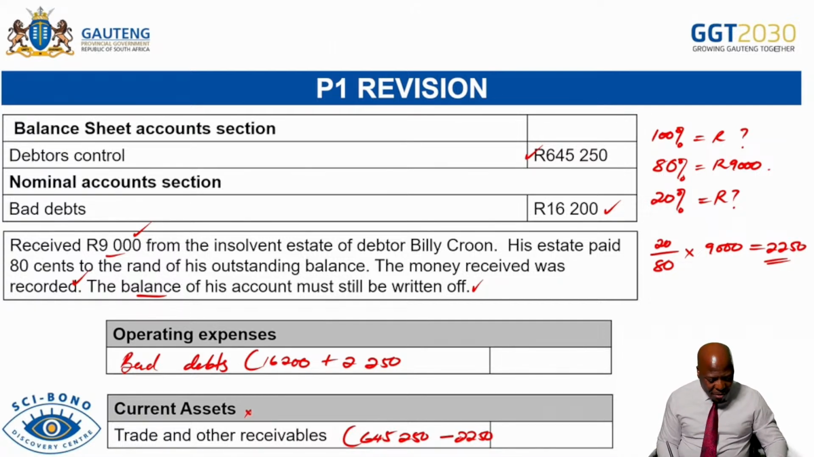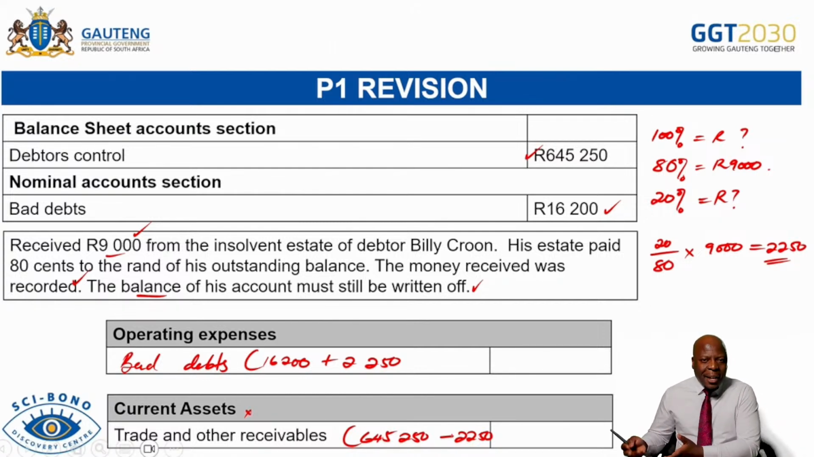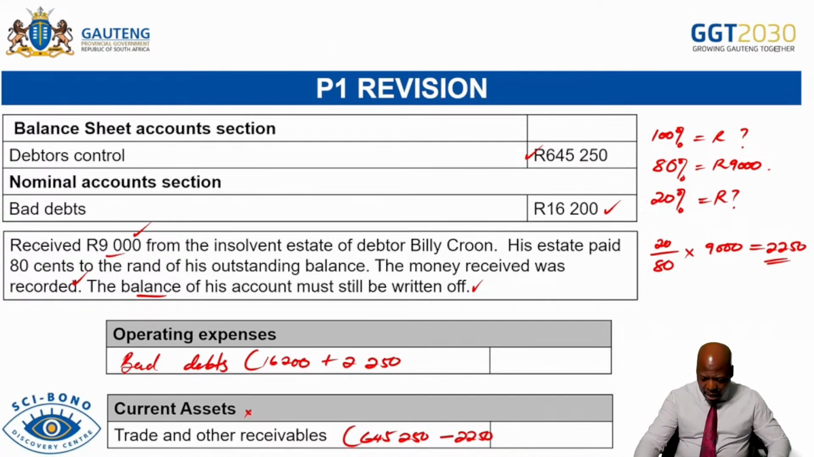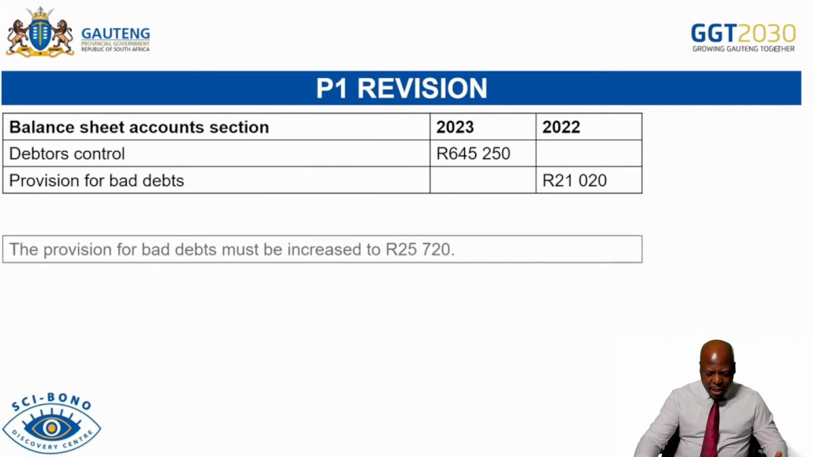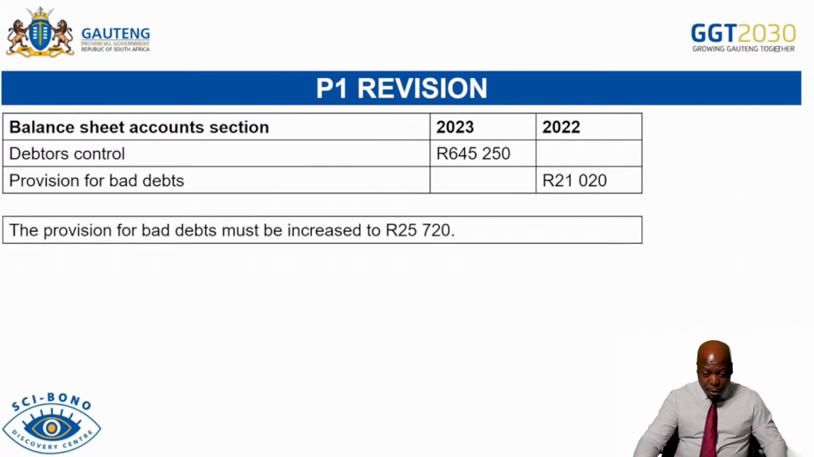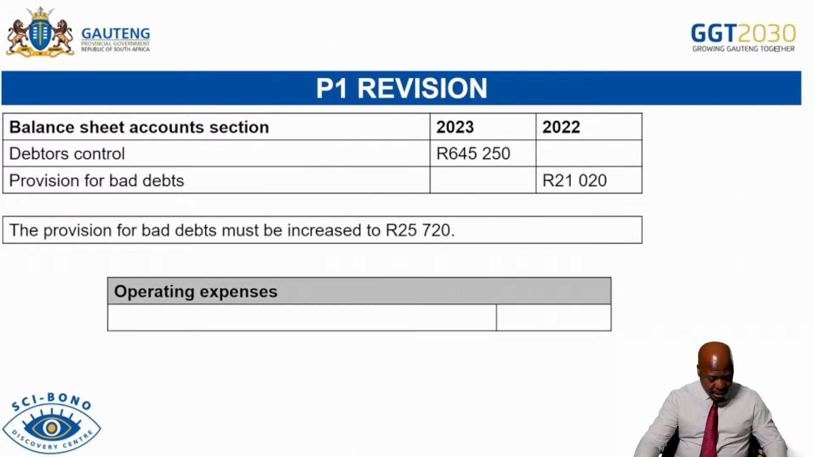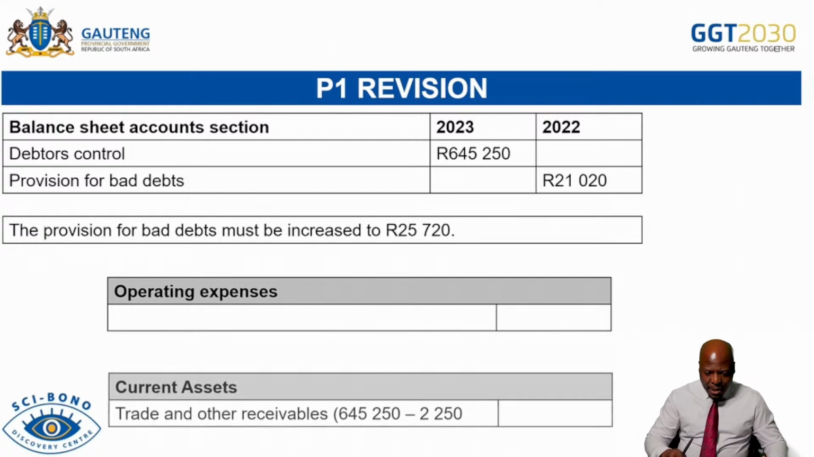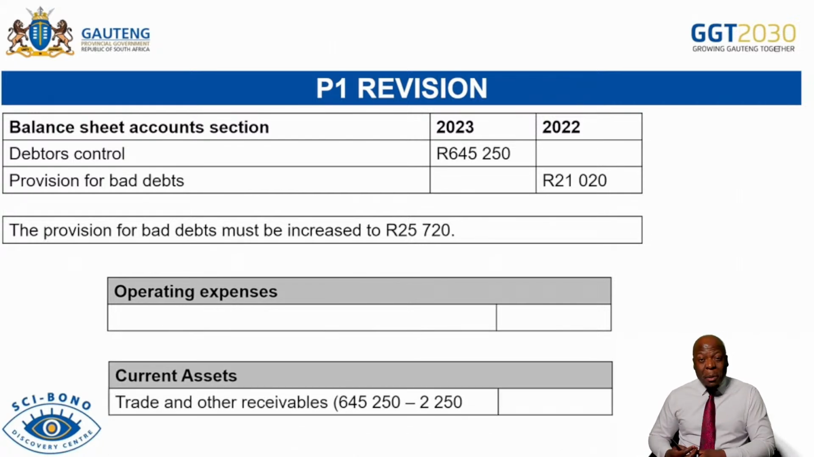Okay, cool. Can I move on to the next one? Very, very important. So again, expose yourself to other adjustments that have to do with bad debts. Very important that you revise in this area. And then the next adjustment has to do with provision for bad debts. Once again, we're going to record in the statement of comprehensive income and the statement of financial position. The adjustment reads, the provision for bad debts must be increased to.